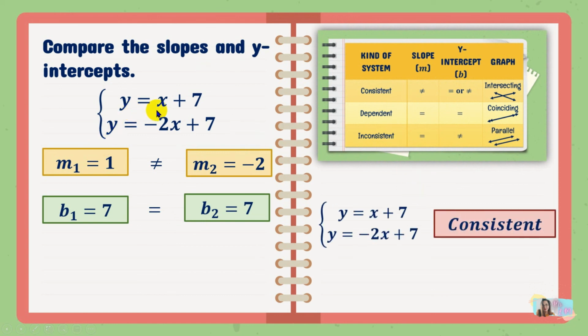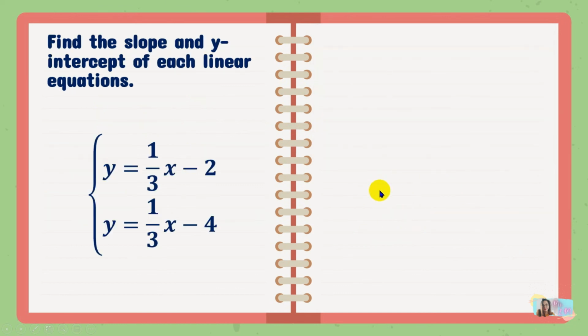So, itong y is equals to x plus 7 and y is equals to negative 2x plus 7. So, ayan po siya, consistent system of linear equation. And if we graph these two linear equations, ang ating ina-expect na graph ay intersecting lines. Okay? Down to our last example.